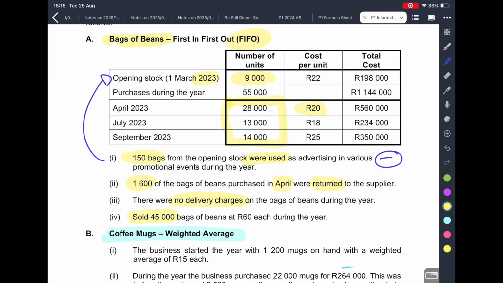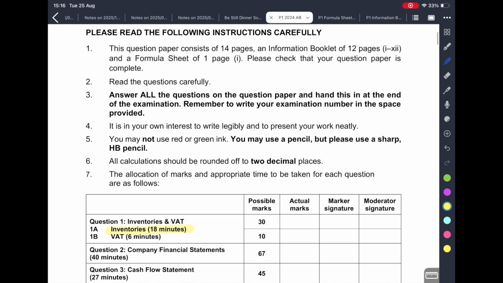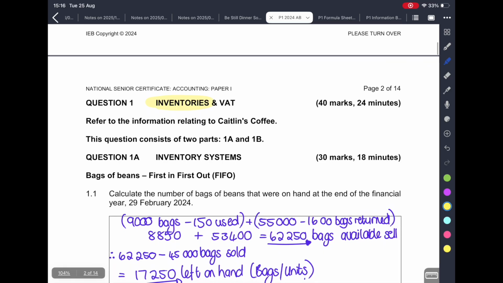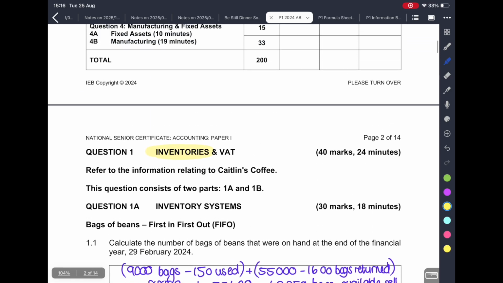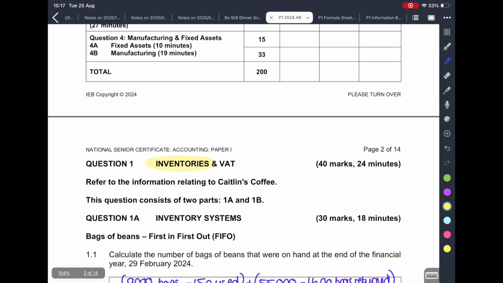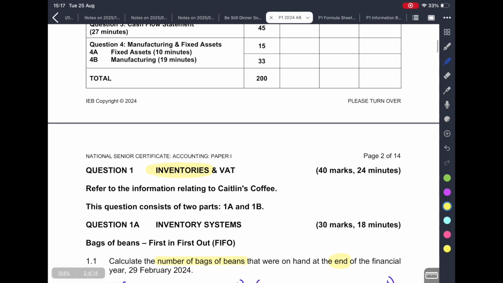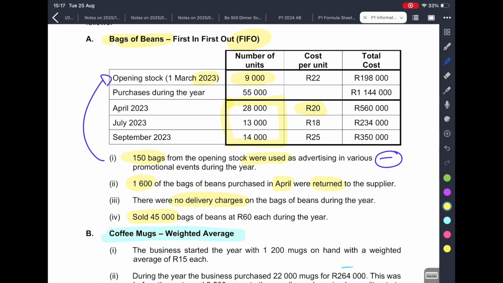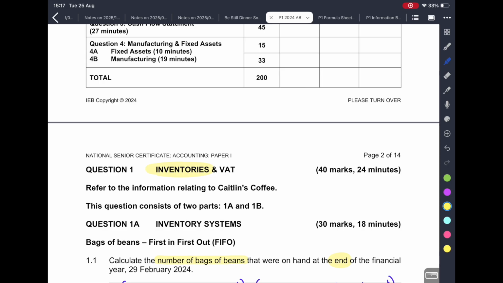Let's see, what do they want with the bags of beans? There we go. First question, they want to know the number of bags that were on hand at the end. So how many did you have left over? So we're going to go to this table that we've got here, and we are going to focus on the units. We are going to ignore the cost and the Rand values. They just want to know the number of bags that we had available.